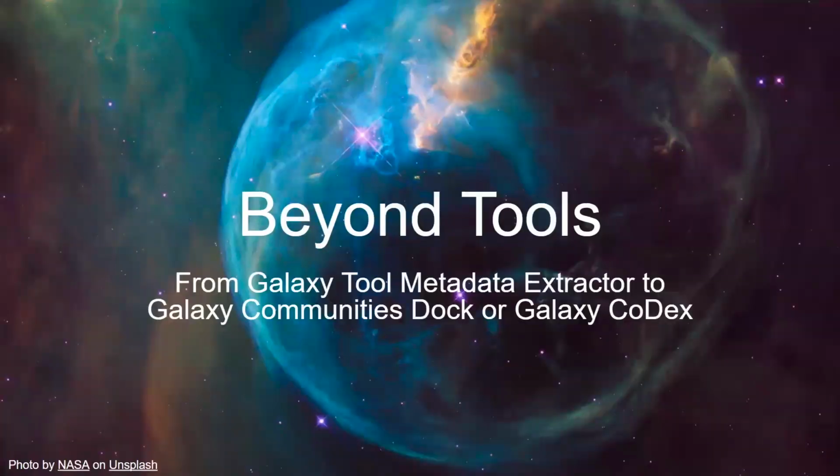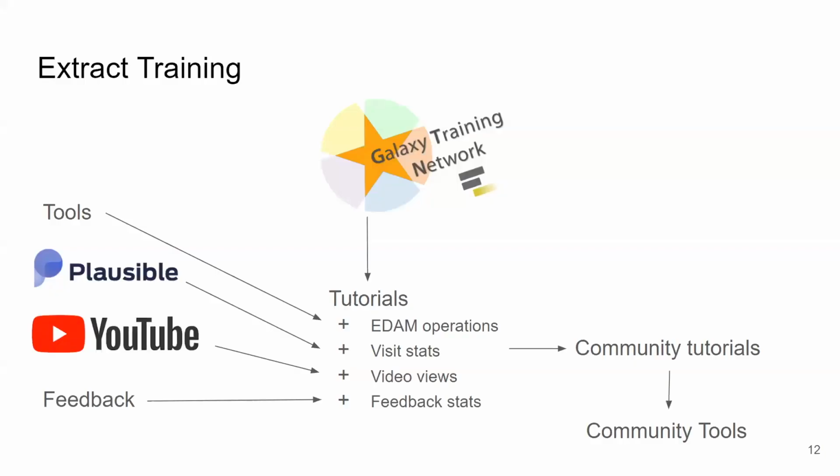But okay, the tool is great, but it's not only what we are for a community. So we moved from the Galaxy Tool metadata extractor, and we renamed it yesterday to Galaxy Codex. The first step of the Codex is to also extract training. We have a lot of trainings available on the Galaxy Training Network. You heard this morning, we have more than 400 tutorials. But maybe you want to just filter for the ones that are interesting for your community.